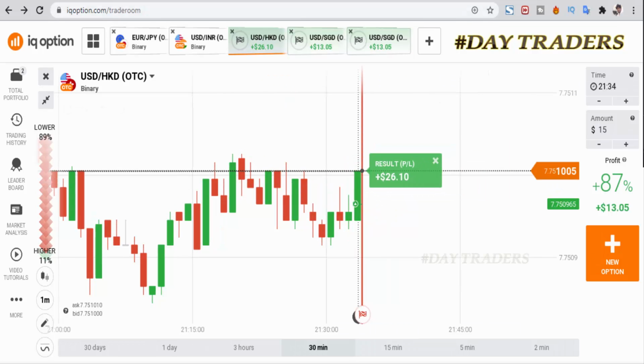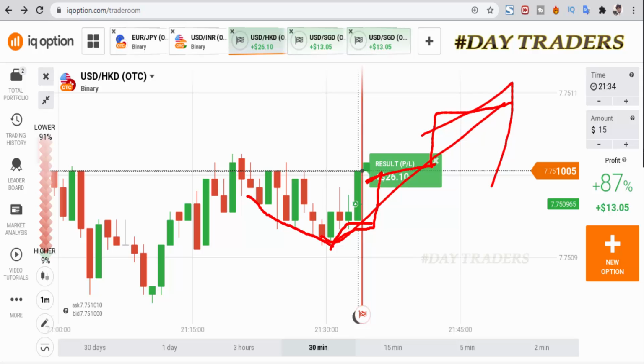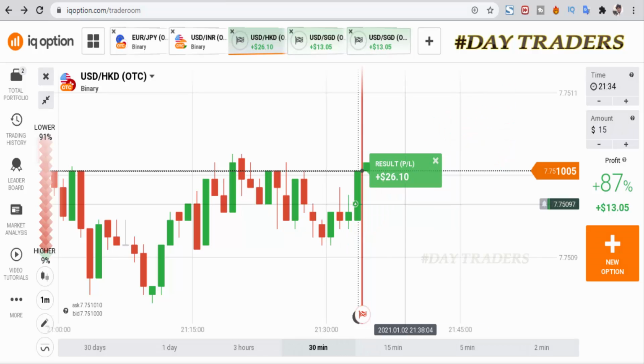Now this is a support level, the price is shifting at this level. Okay, now after the support level, at this level or this level, it's going to move up and make an uptrend market.